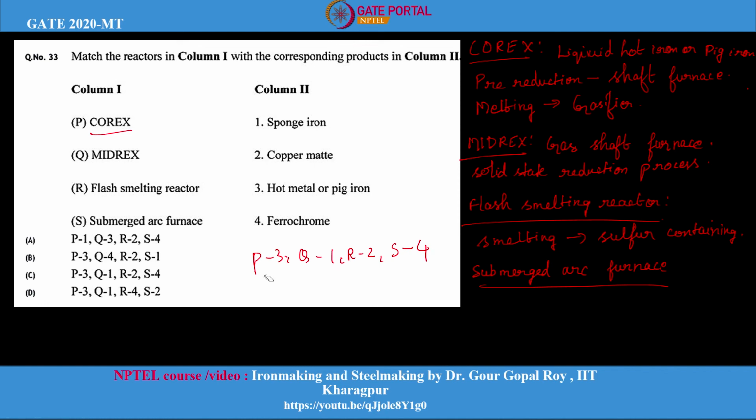So the answer is P3, Q1, R2 and S4. So the option is C. So the answer for this question is option C, where Corex end product is hot metal or pig iron, Midrex end product is sponge iron, flash smelting reactor's end product is copper matte, and submerged arc furnace end product is ferrochrome.